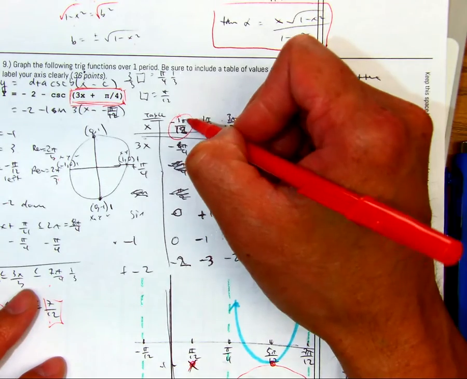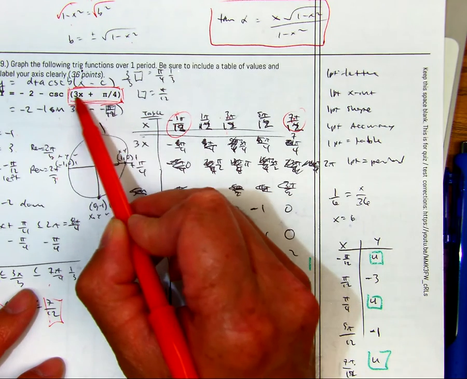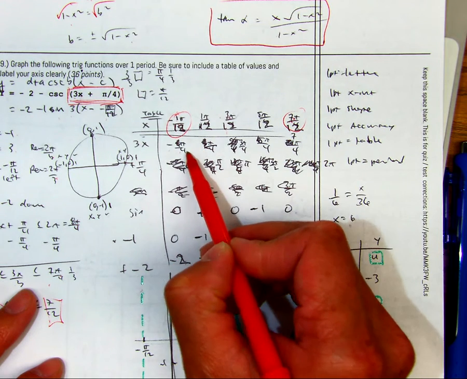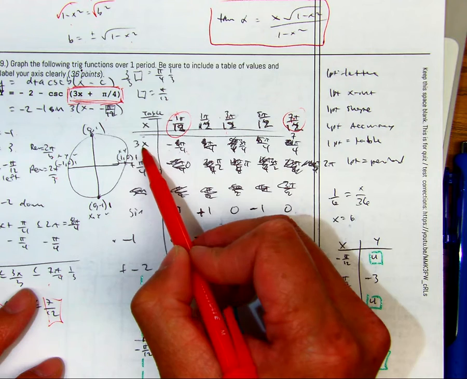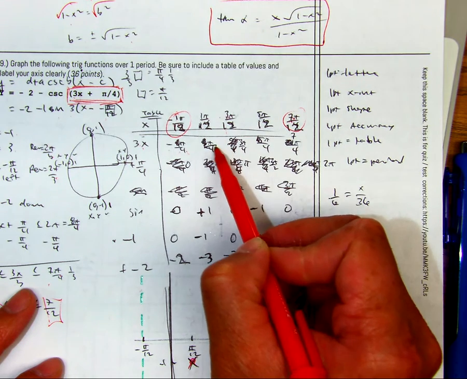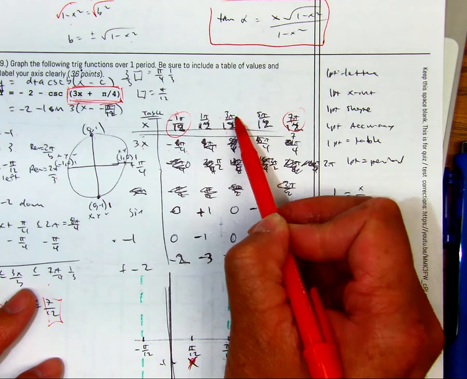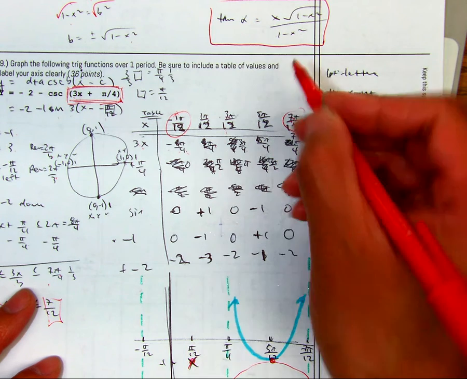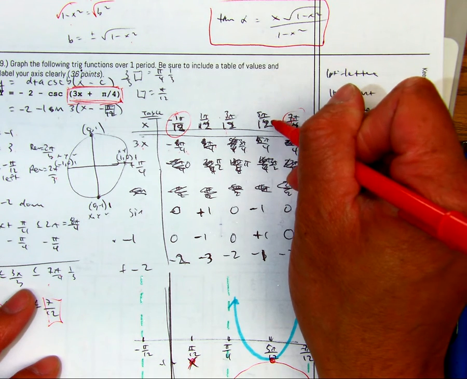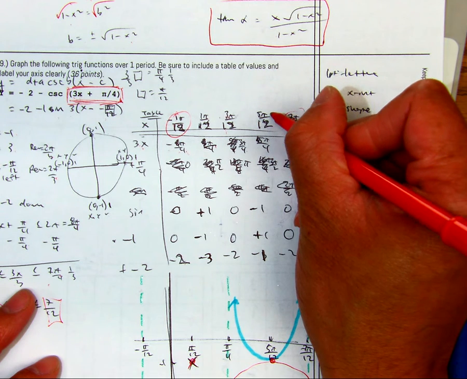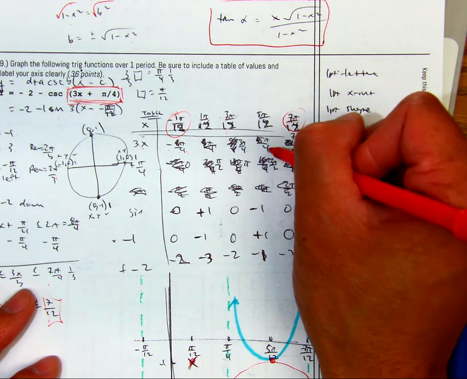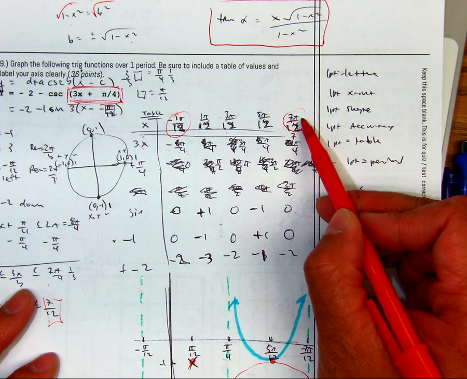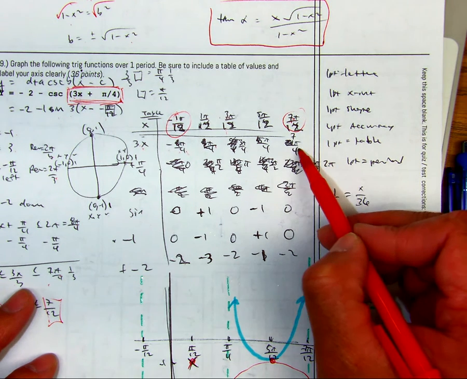The first thing you do is you multiply by 3 here. So 3 times this number gives you negative 3 pi over 12, which reduces to negative pi over 4. 3 times pi over 12 gives you 3 pi over 12 or pi over 4, and 3 times 3 pi over 12 is 9 pi over 12, which is 3 pi over 4, and 3 times 5 pi over 12 is 15 pi over 12, and 15 pi over 12 reduces to 5 pi over 4, and 3 times 7 pi over 12, I'm just multiplying the numerators there, so that's 21 pi over 12, which reduces to 7 pi over 4.